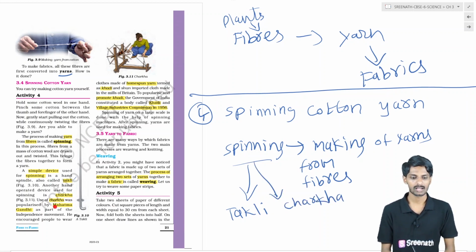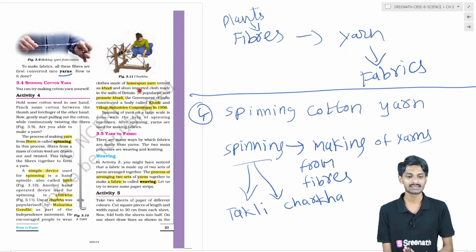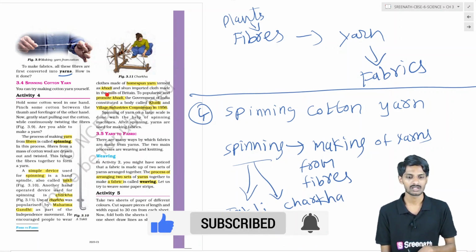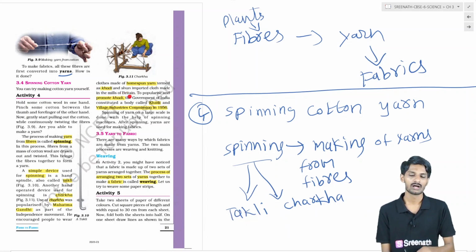Our great freedom fighter Mahatma Gandhi used this charkha. What was his main aim in the independence movement? He encouraged our Indian people to wear clothes made of homespun yarn, termed khadi. So he encouraged wearing khadi instead of British cloths or British fabrics.